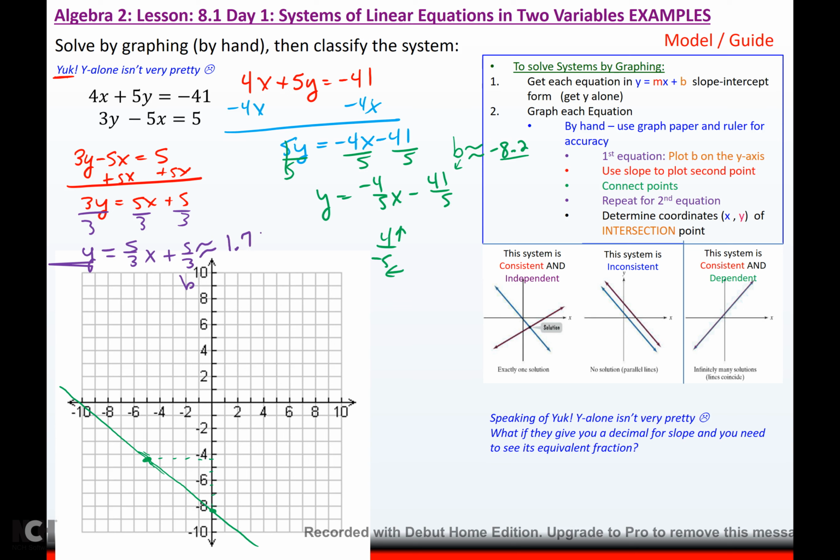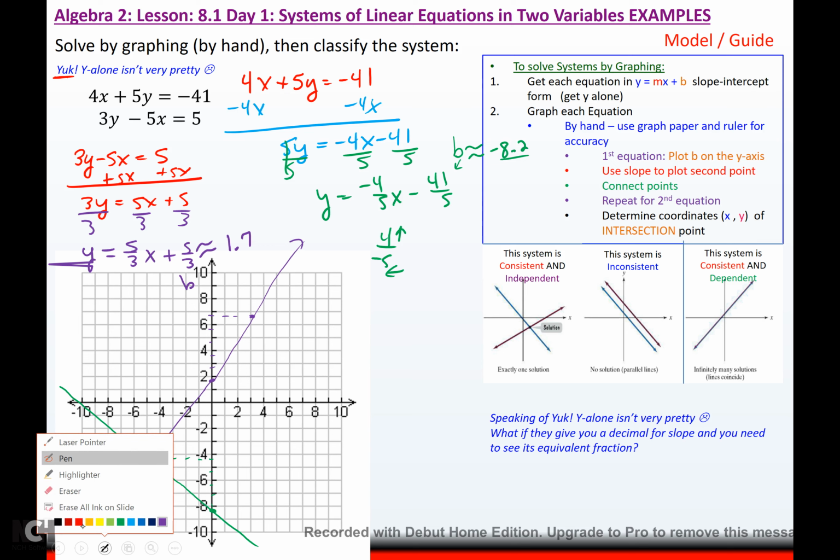Okay, so if I start at 1.7, which is about right, no, that's 0.7. Hold on just a second, let me check my signs. Plus 5x, plus 5x, that's positive, okay. So 1.7 would be about right there. All right, and then I'm going to go up 5, 1, 2, 3, 4, 5, and over 3, which is about right there. And if I connect those, all right, it's about right there.